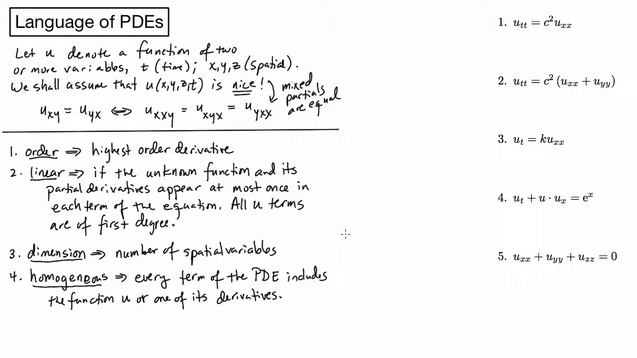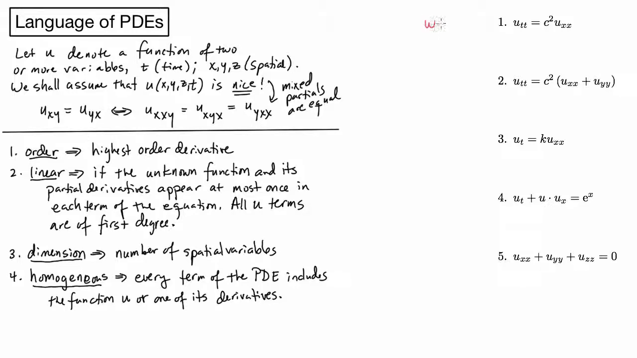All right, over here on the right-hand side, we're just going to look at a couple of examples of PDEs that we will see throughout the course. I wanted to take a moment and define these in the language we've set out here in terms of order, linearity, dimensions, and homogeneous or not. We're going to start with the first equation. I'm going to name these first so that you know what these are.